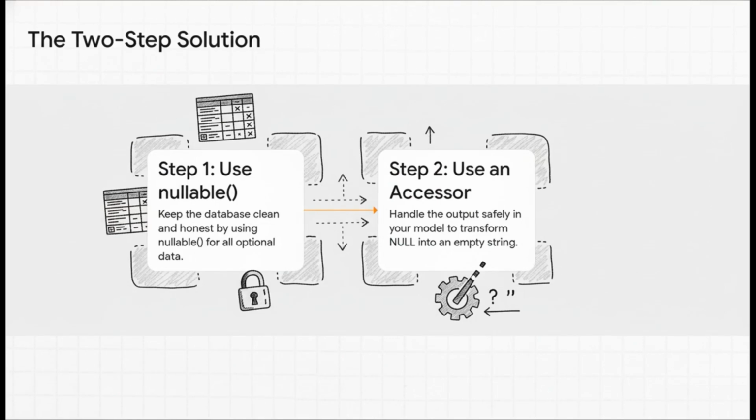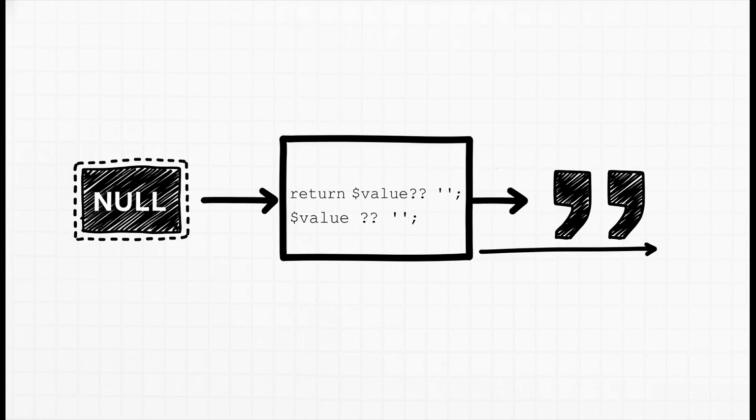It's so simple. First, you keep your database honest. You always use nullable for optional data. Always. And second, you use this absolutely brilliant feature in Laravel called a model accessor to safely transform the data on its way out. And it's this simple. I mean, look at this. It's one line of code in your Eloquent model.